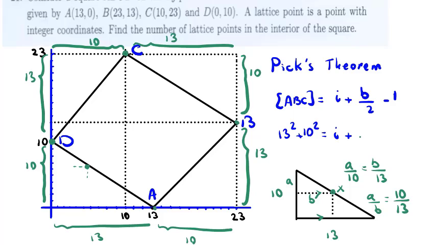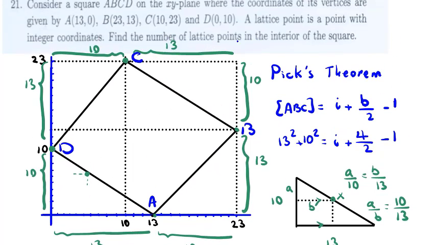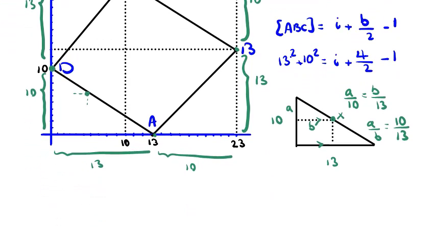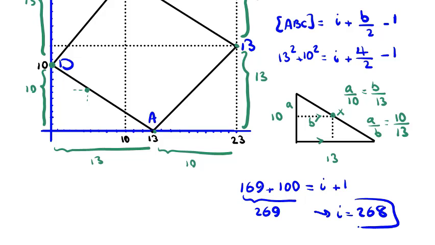So B will be 4. Let me write the rest with blue: 4 over 2 minus 1. Now, we have one equation and one variable, and we can find I, the number of lattice points in the interior of the square. So 13 squared is 169 plus 10 squared is 100 equals I plus 4 over 2, which is 2, and 2 minus 1 is 1. This part will be 269. So I equals 268. So the answer of this problem is 268.